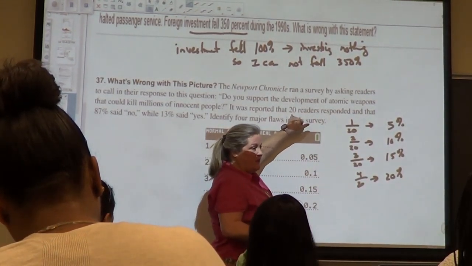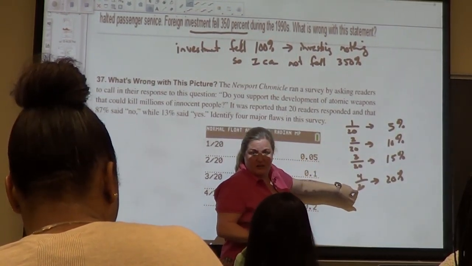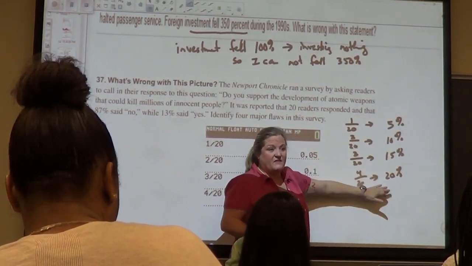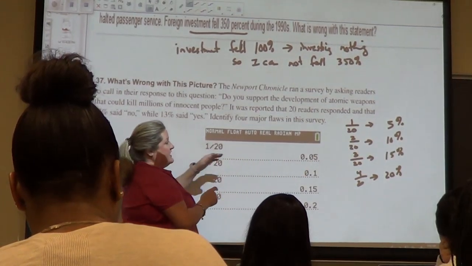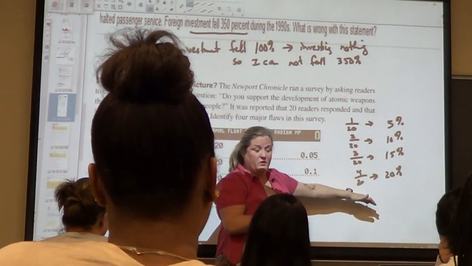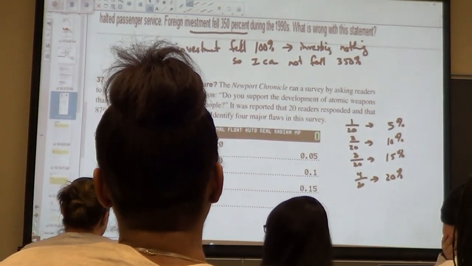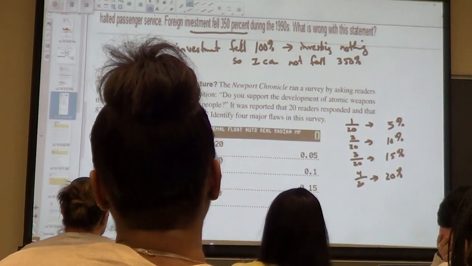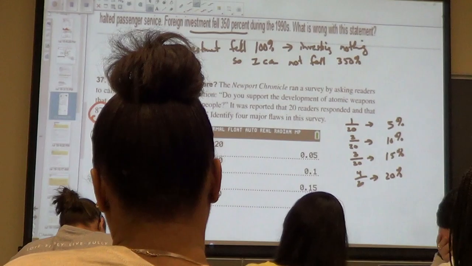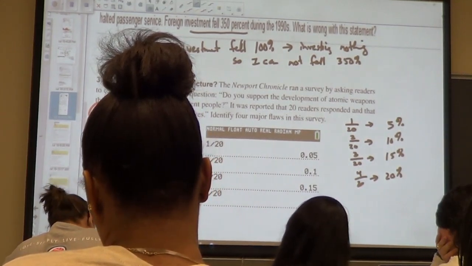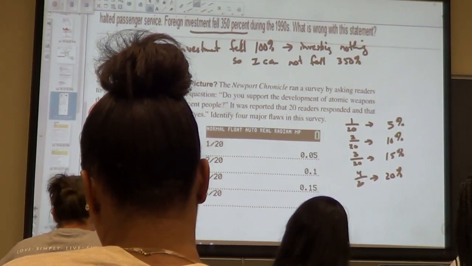If we ask 20 people, you only can get 1 out of 20, 2 out of 20, 3 out of 20, 4 out of 20. So your mathematical numbers have to be multiples of 5. So these 87 and 13 aren't matching up with what they're supposed to be. So that's what I don't like. These numbers right here should be multiples of 5. Does that make sense?